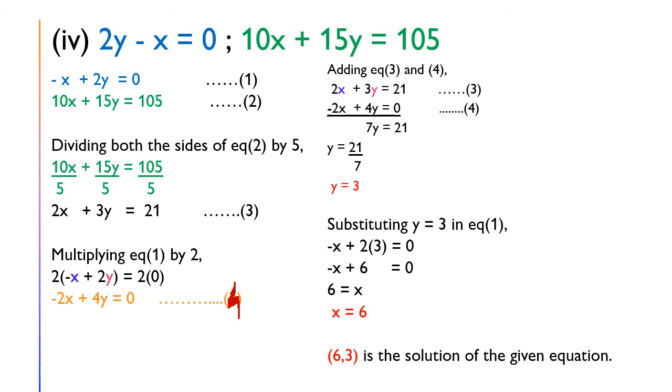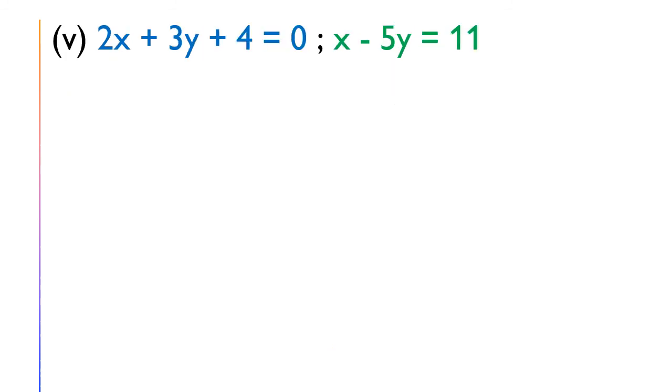Let us move towards the fifth. 2x plus 3y plus 4 is equal to 0, and x minus 5y is equal to 11. So I'll first write down the first equation in a proper way. I write it as 2x plus 3y and I take the number on the other side. Okay, what have I done? I've taken this 4 here, it has become minus 4. And secondly, x minus 5y is equal to 11.